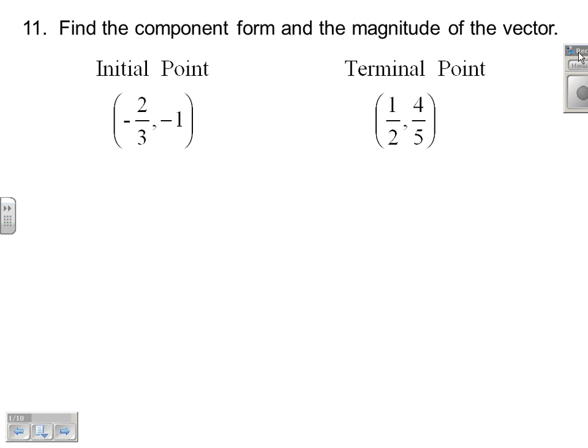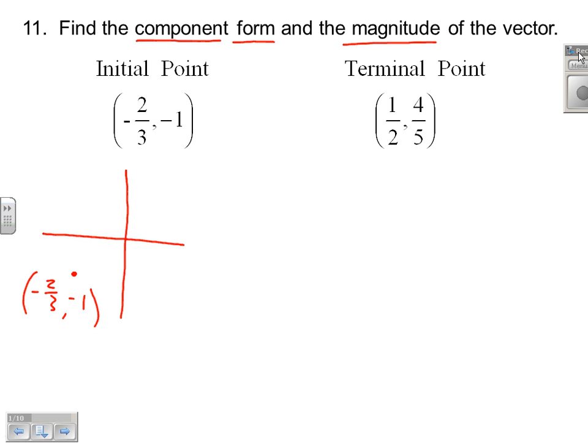For instance, this very first problem, we're supposed to find what's called the component form and the magnitude of a vector. So I'm just going to put this in perspective of a graph here. On my graph, I've got a point at -2/3, -1, maybe somewhere in here. And then I have another point at 1/2, 4/5, and I'm not trying to draw too much to scale here, but maybe something like this, 1/2, 4/5.